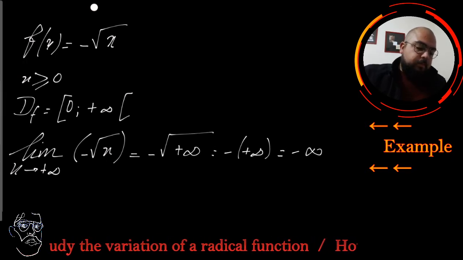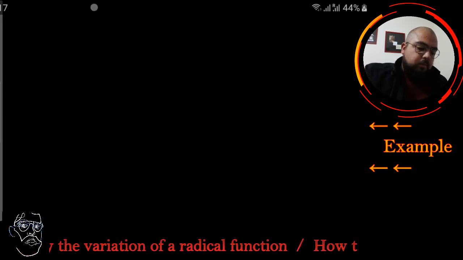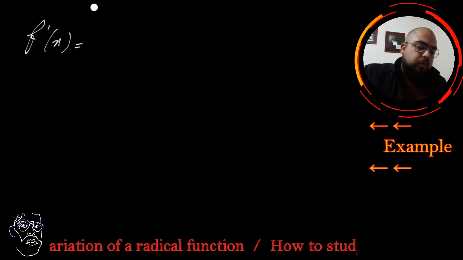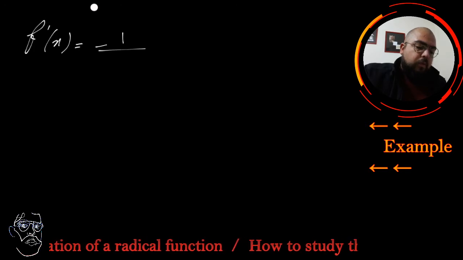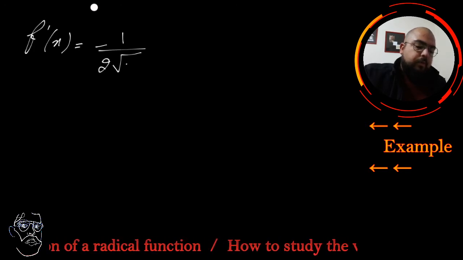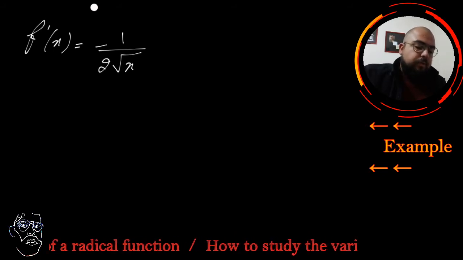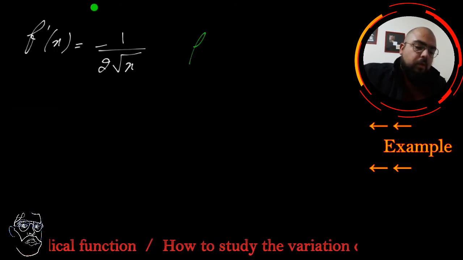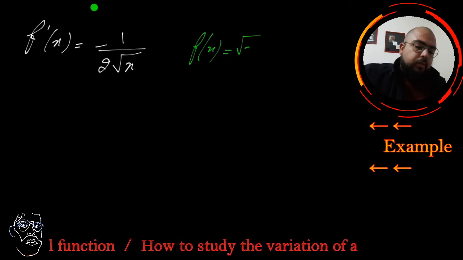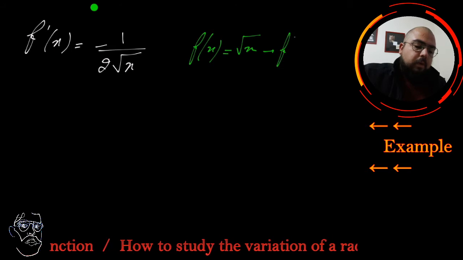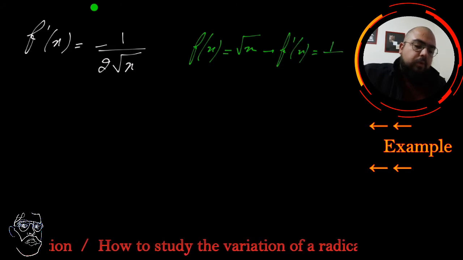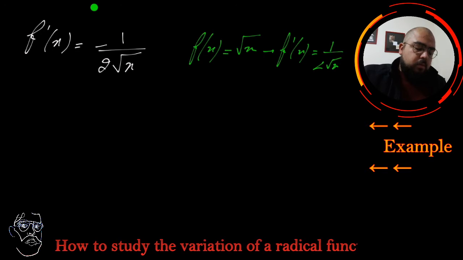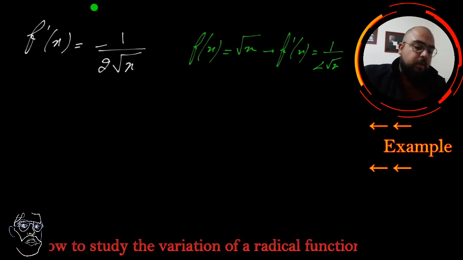Derivative again: f prime of x is equal to minus 1 over 2 square root of x. You just have to use the formula. I'm going to remind you, when f of x is equal to square root of x, your derivative f prime of x is equal to 1 over 2 square root of x. So you can use this formula. This was for f prime of x.